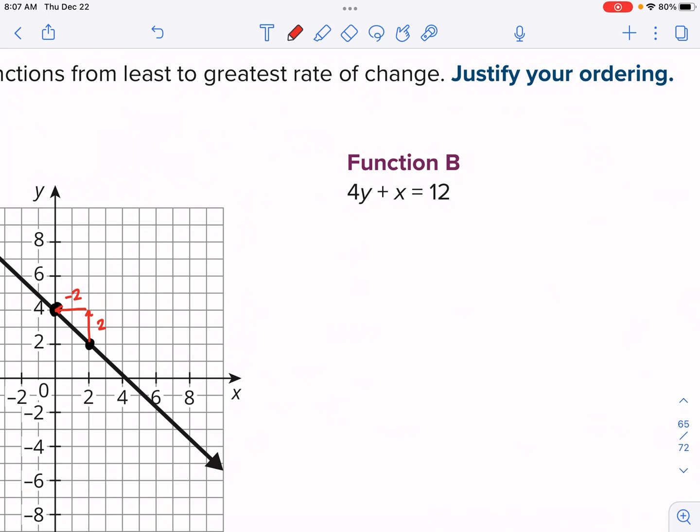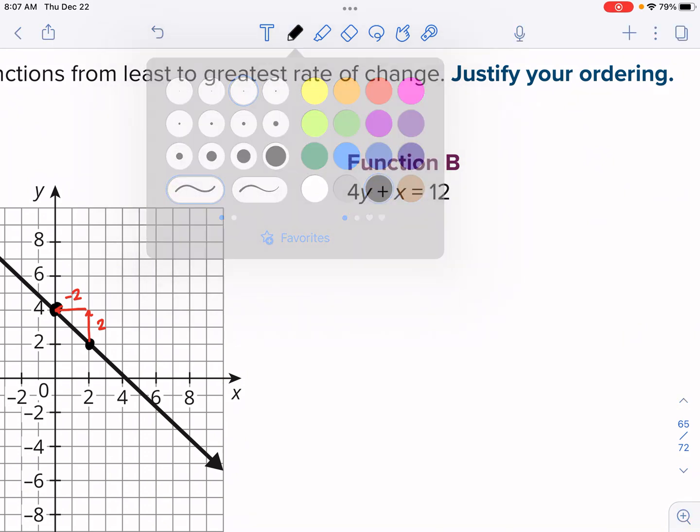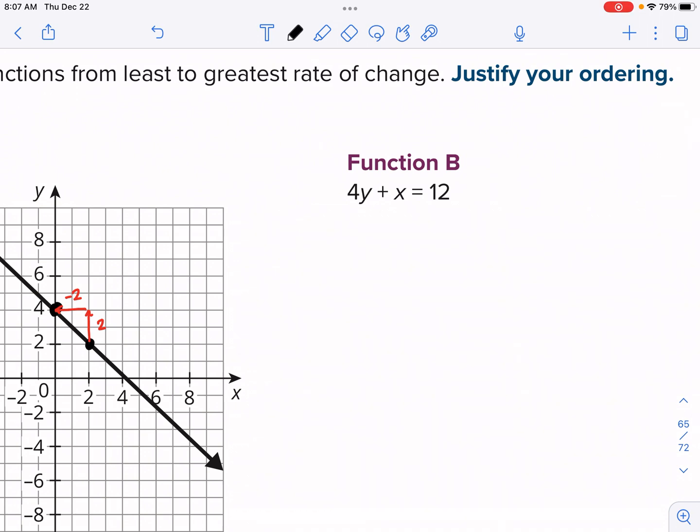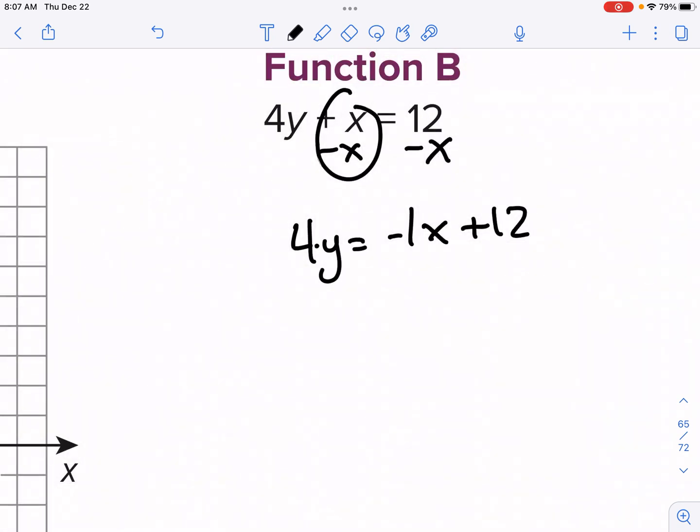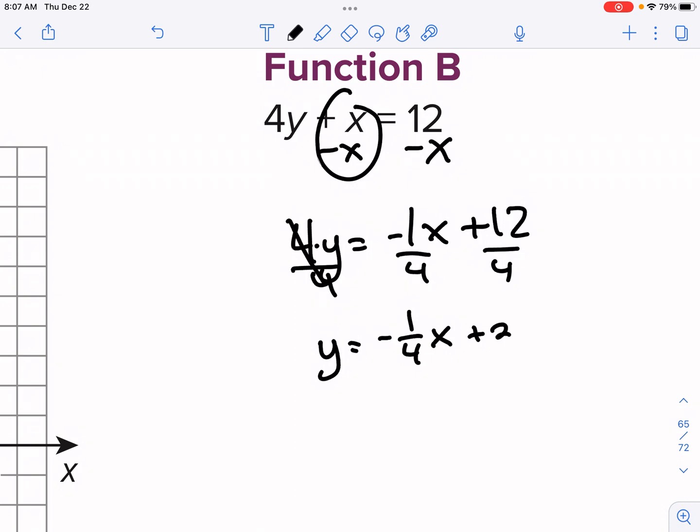All right, and then for function B, we have an equation. Whenever we have an equation, always convert it to slope-intercept form. So for this, I need to get y by itself. So let me get rid of this x. We'll have 4y equal to negative x plus 12. I'll put negative 1x. And then we have this 4 in front that's multiplying. We're going to divide everything by 4. We have y equal to negative 1/4 x, and then 12 divided by 4, that is 3.